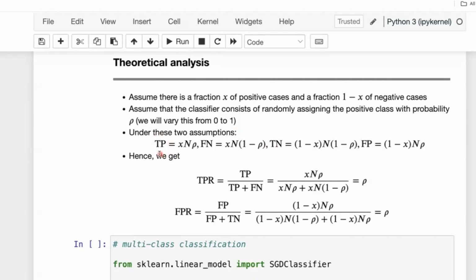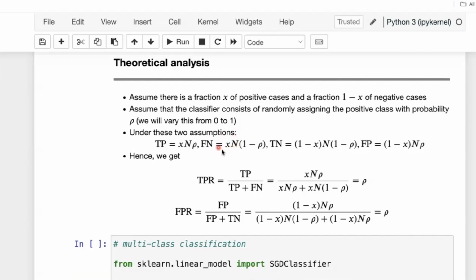So you can see that for true positives, right, x times N is the number of positive cases that we have, and the probability that we assign a positive class label is also rho. So this means that in this case, the number of true positives on average is x times N times rho. And the same thing you can say with false negatives, right? Because these are the cases that were true: x times N, the number of true classes, or data points with true labels.